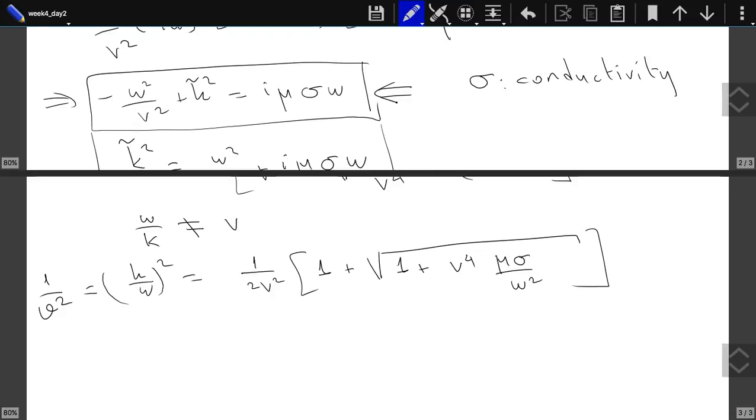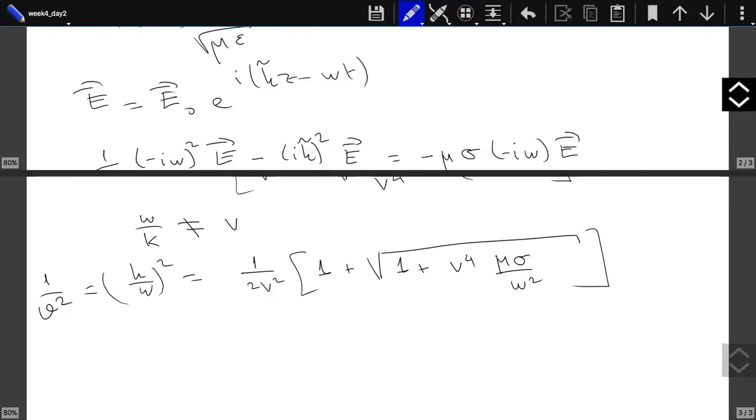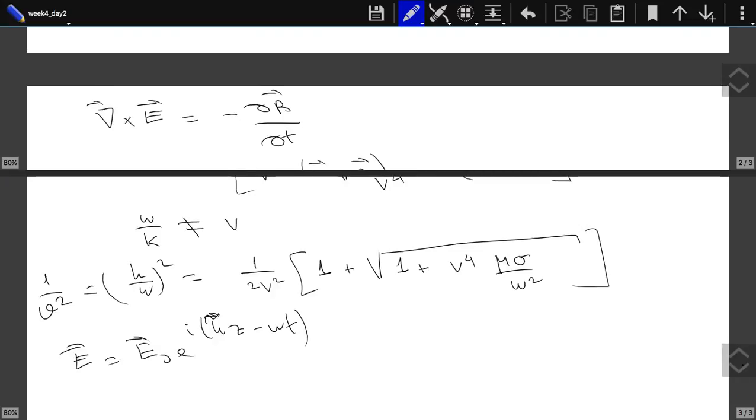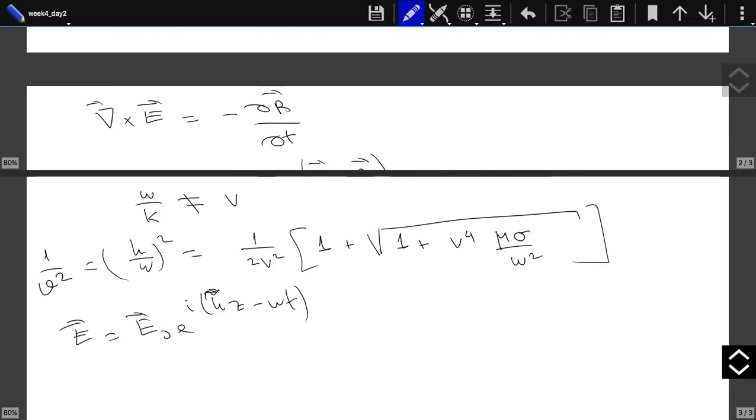But what about the B field? What about the E0, etc.? So let's look at the Maxwell's equations. What do they tell us? So we know that E is equal to E0 e to the power i(k tilde z minus omega t). Let's look at the first equation. Curl of E. Well, the curl of E, each derivative with respect to, let me just convert it to a, for this example at least, a vectorial equation.